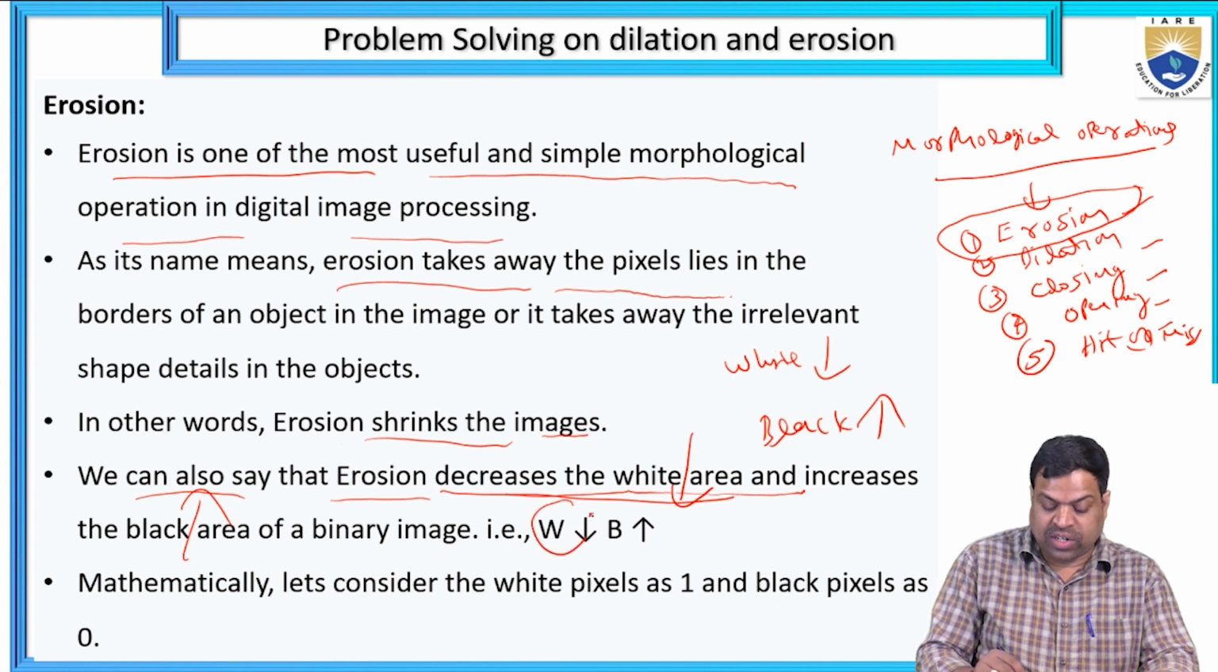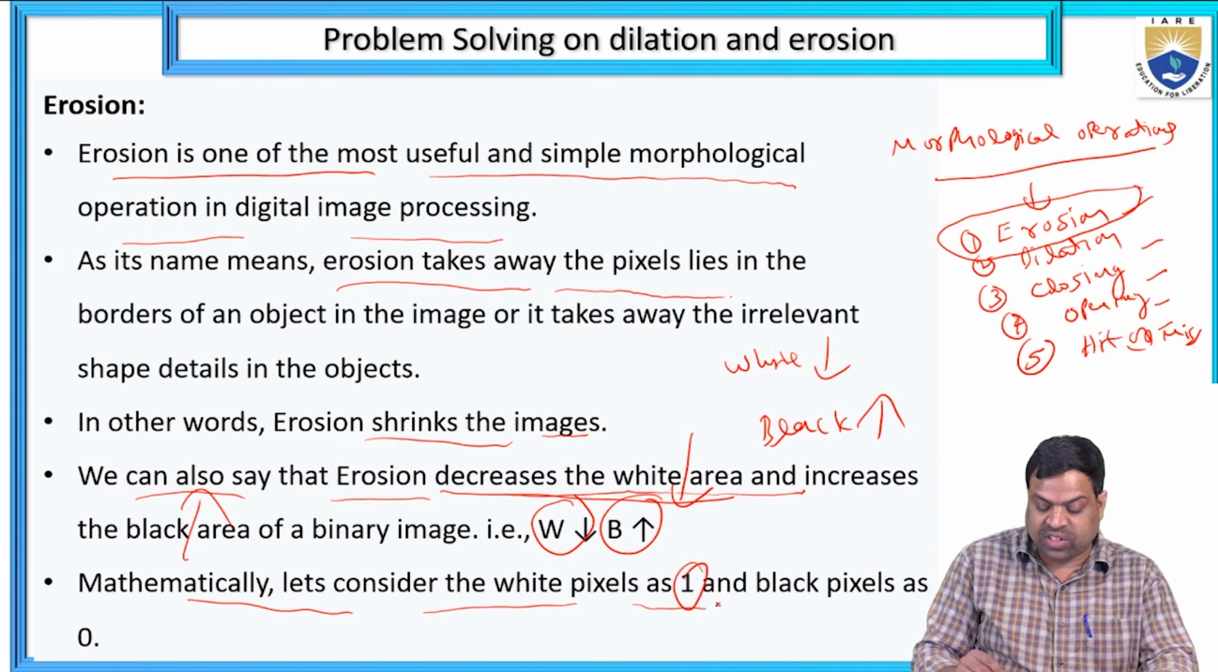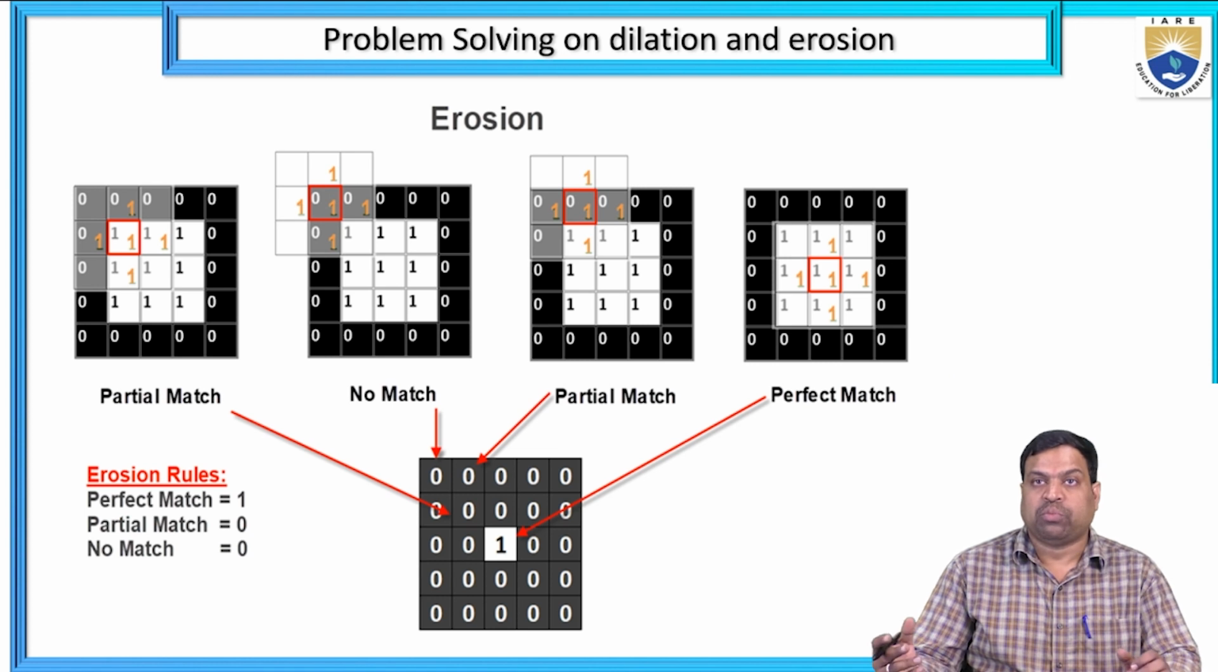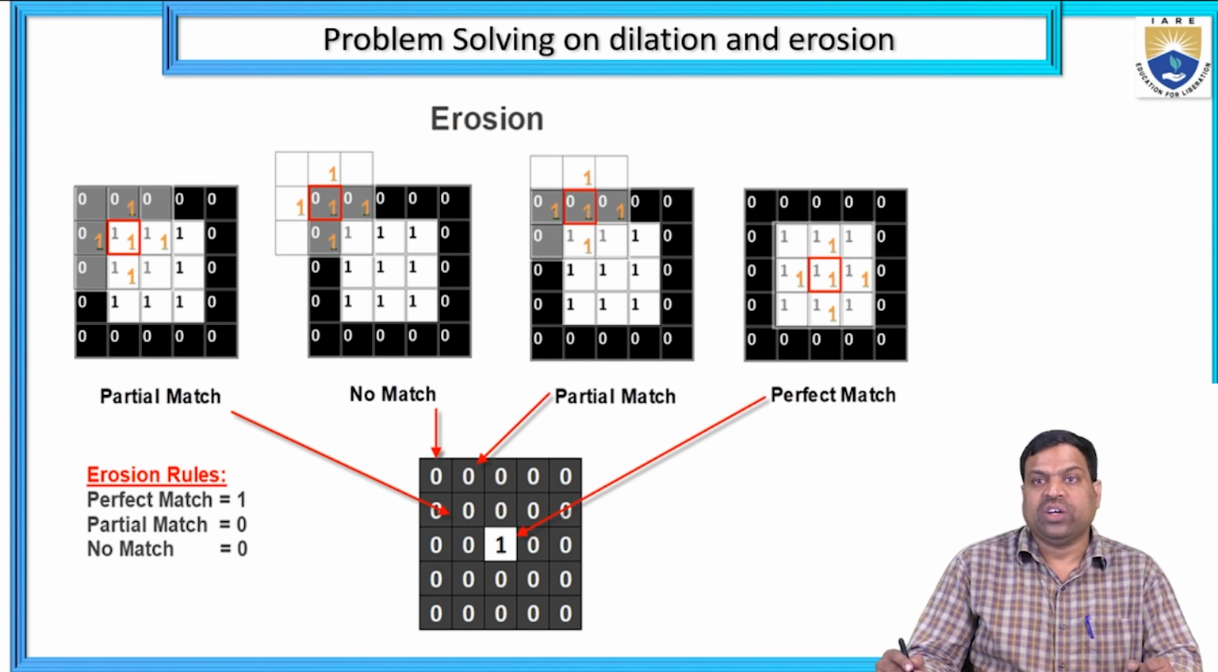That is like this. So mathematically, let's consider the white pixels are 1 and black pixels are 0. So white equals 1, black equals 0. So it is one example of erosion. Before going to the problems, these are the basic things for finding the erosion and dilation. So first we are going for the erosion.